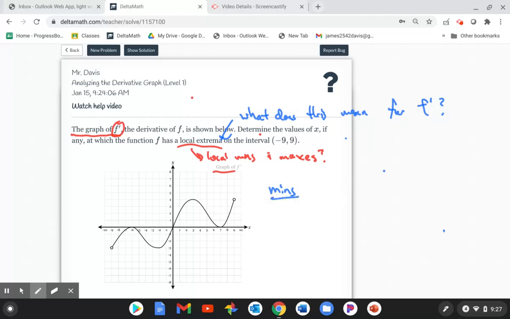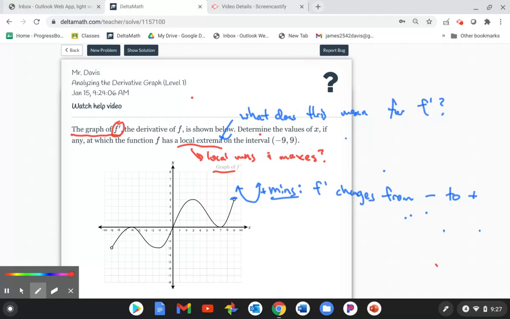Let's start with local mins. Mins occur where f prime changes, and I always like to draw a little picture because I get confused too. A min looks like this, right? It's a little valley. So this occurs where f prime changes from negative, so we're going down, to positive. A negative slope to a positive slope. So f prime changes from negative to positive. That's where a minimum would occur.